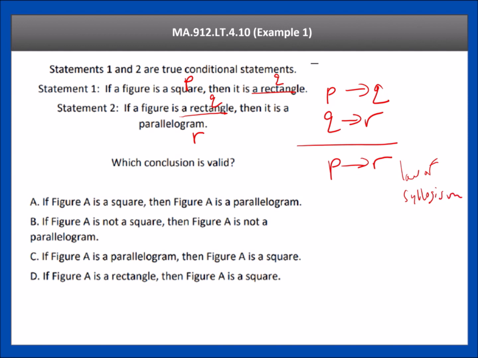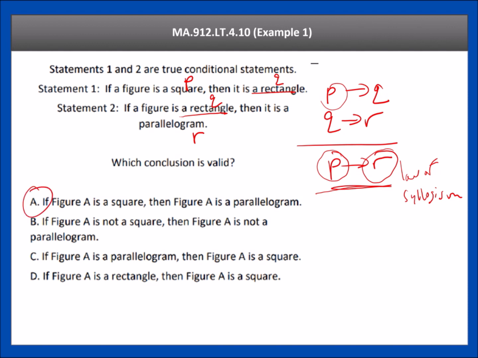So basically, if a figure is a square, then it is a rectangle. Well, if it's a rectangle, then it's a parallelogram. Well, then that means that if it's a square, it must be a parallelogram, right? By the law of syllogism. So answer A is true.